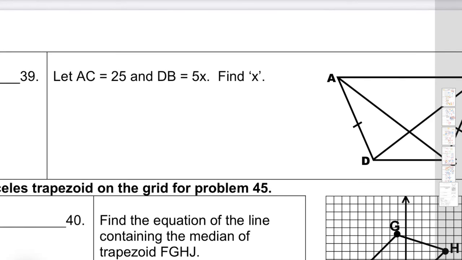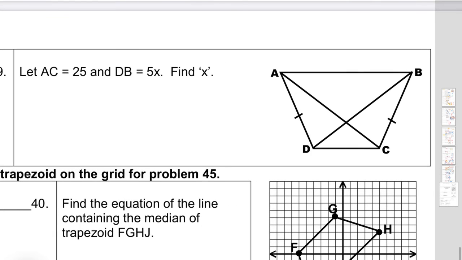So last one, 39. It says let AC... Okay, so let's back up. Looking at the diagram, that is important because it's telling you that it's an isosceles trapezoid. And because it's an isosceles trapezoid, we know that diagonals are going to be congruent to each other. And so they're telling you AC is 25. So this diagonal is 25. DB is 5x. Find the value of x.